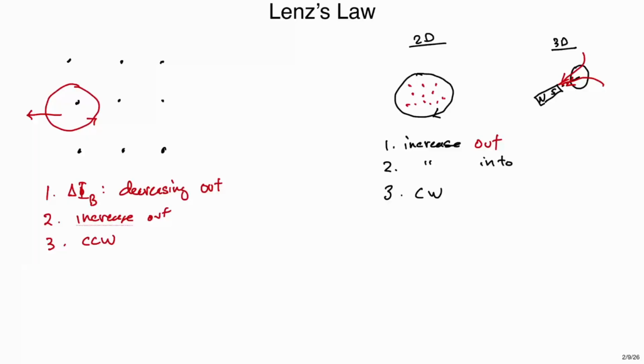Okay. Same picture, but this time I pull the magnet away. I want you in pairs and groups to figure out what direction the current is in the coil if I pull the magnet away. Go.